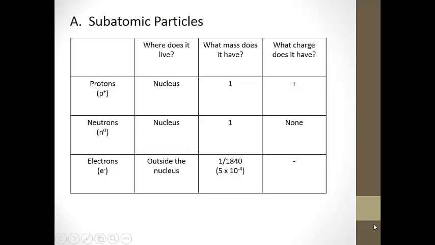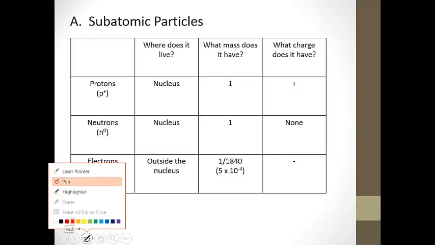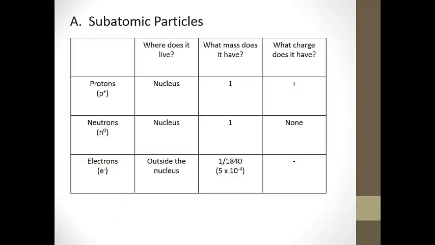Alright, we're going to be looking at subatomic particles today, and one of the things that we need to know about subatomic particles is that there are 3 subatomic particles. You can see them listed in this data table. We have protons and neutrons, both of which live in the nucleus, and they have the same mass. That's important to note on your test review.